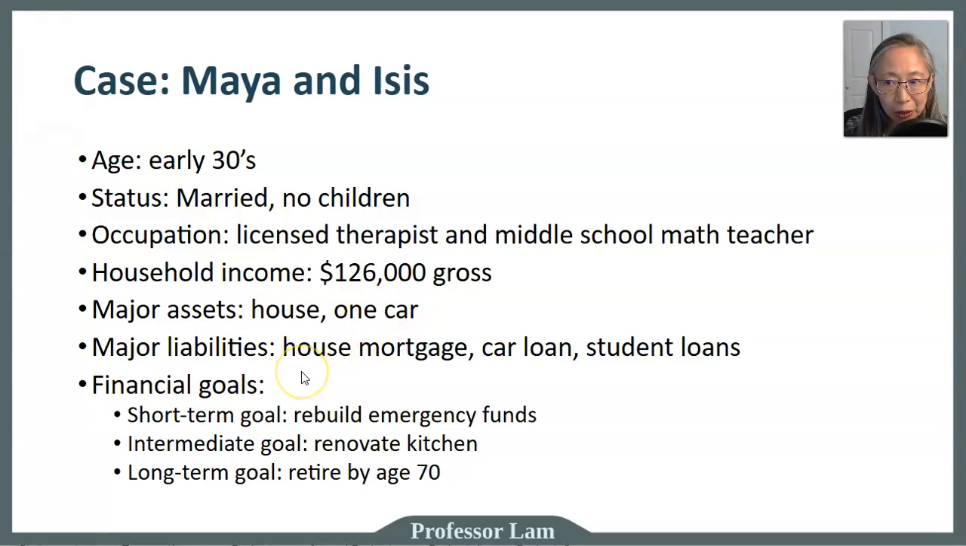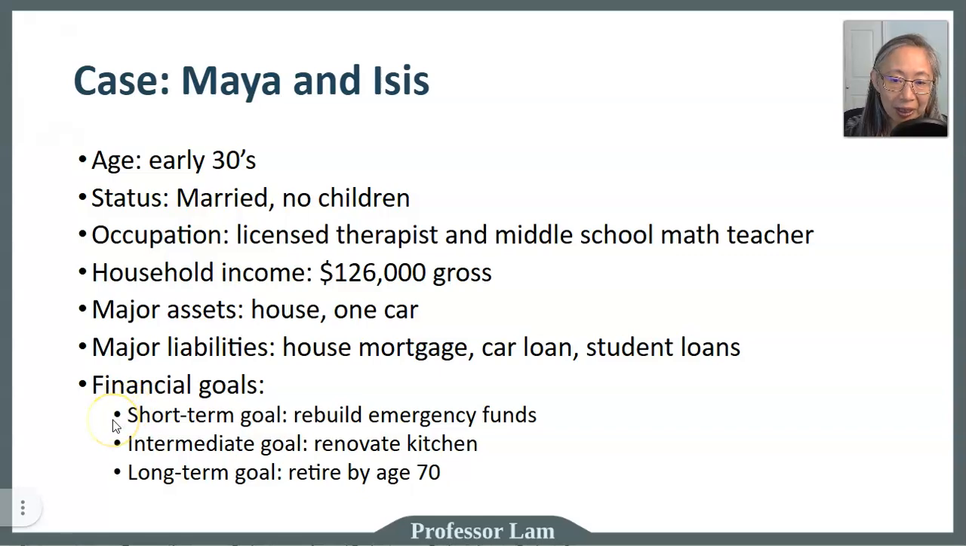Maya and Isis are a couple in their early 30s. They're married with no children. They have good occupations, and their combined household income, so that's both of their incomes, is $126,000. This is their gross income. So here are their assets. They have a house, a car, and these are their liabilities. They have a mortgage, car loan, and student loans.